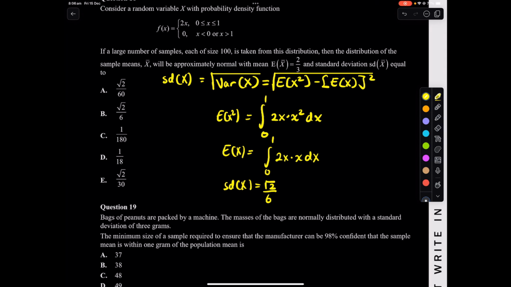Be careful. This is the standard deviation of the normal x, but we want the sample mean standard deviation. Remember, the sample mean standard deviation is just your original standard deviation, which is root 2 over 6, divided by the square root of the sample size, which is 100, which is just 10.